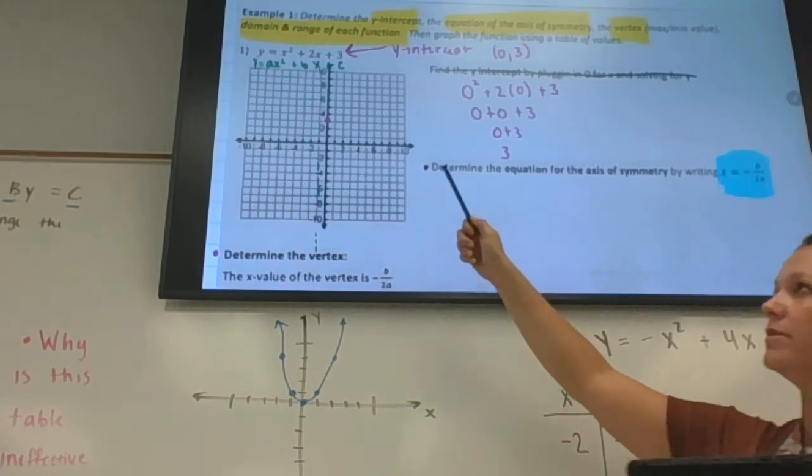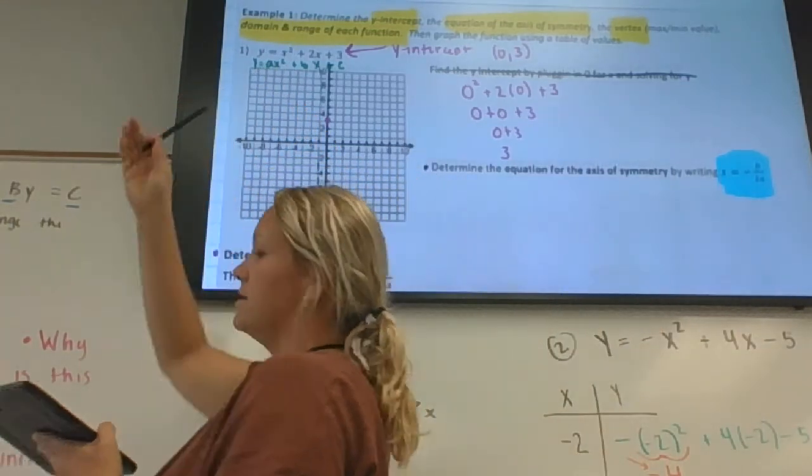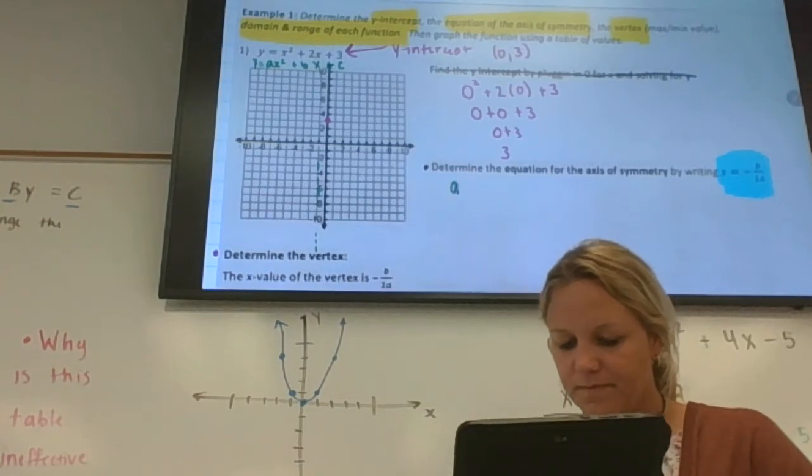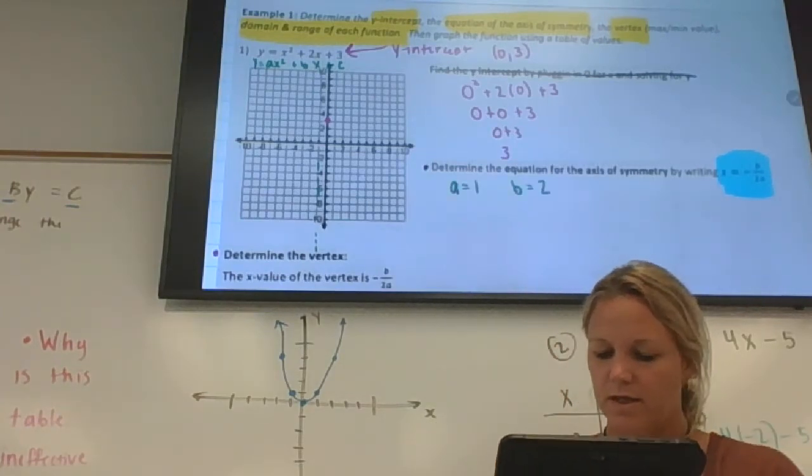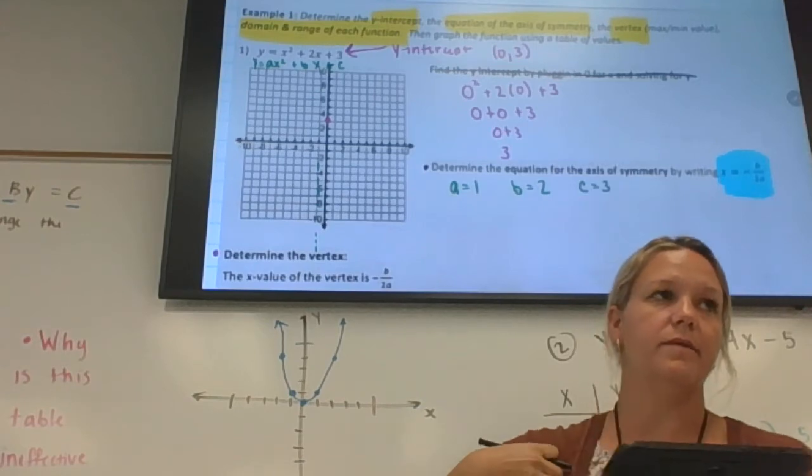So a will be the number in front. Looks like a is 1. B is in the middle. B is 2. And C is the last number, 3.